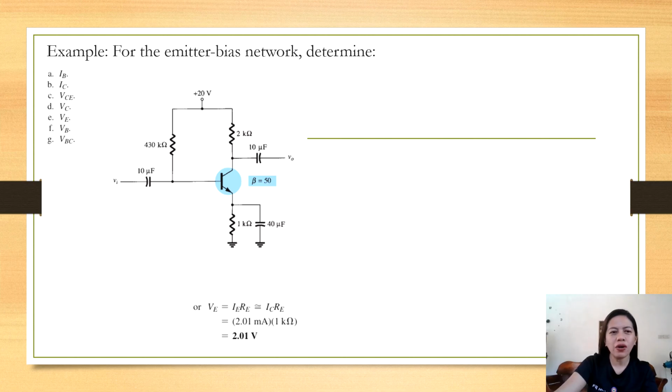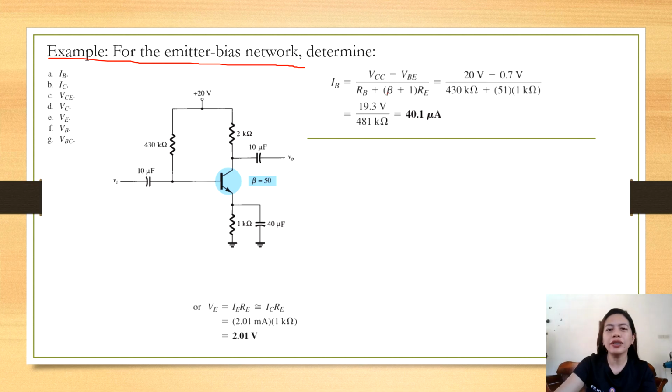Okay, class. So this time, we will proceed with the example. The example is for the emitter bias network, where we are asked to determine the IB, IC, VCE, VC, VE, VB, and VBC. Okay, so let's start with IB. In solving the IB, as already explained with the formula, we have IB is equal to VCC minus VBE over RB plus beta plus 1 times RE.